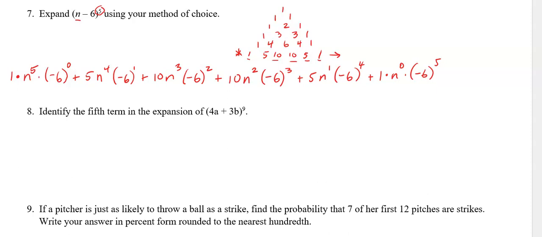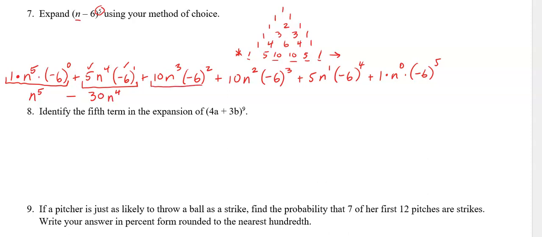That's showing our work. And now let's go ahead and clean this up, simplify to come up with our final answer. So the first term, when we multiply all 3 of these together, -6 to the 0 is 1. So 1 times n to the 5th times 1 makes n to the 5th. Okay, the second term, I'm going to be multiplying -6 times 5, and that makes -30 n to the 4th.